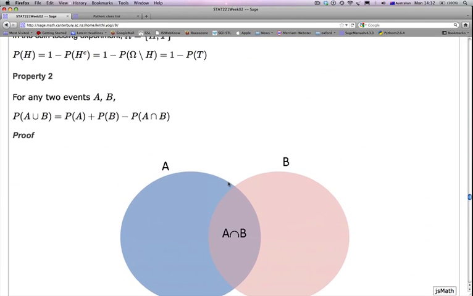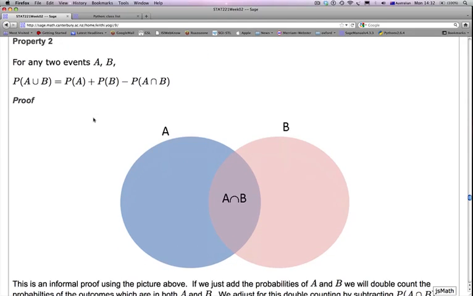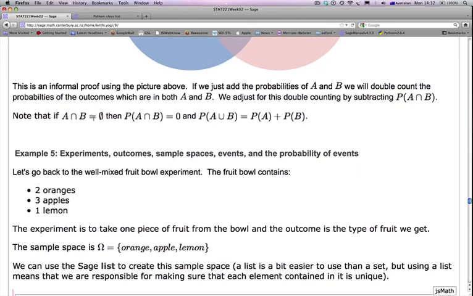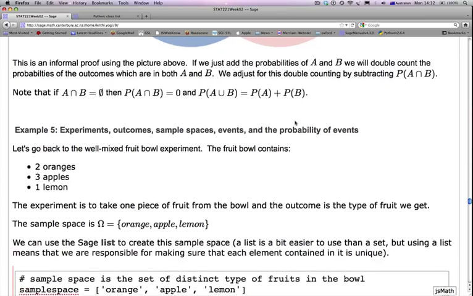Property 2 is again a consequence of axioms 1, 2, 3, and 4. Now note that if A intersection B is the empty set, then the probability of A intersection B is 0, and the probability of A union B is simply the probability of A plus the probability of B, which is just our addition rule from the axioms.